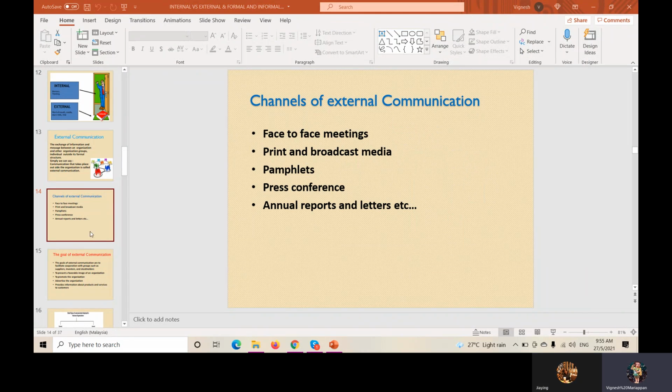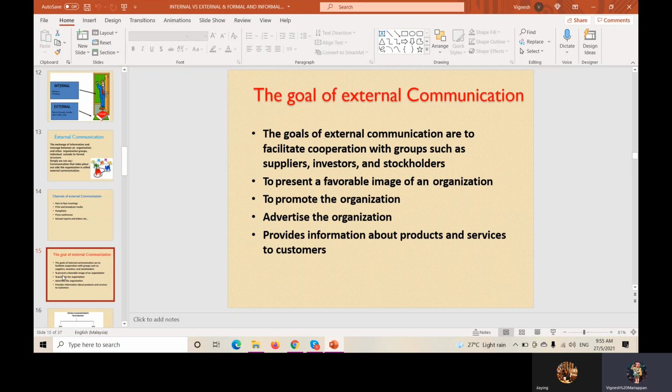the goal of external communication. What is the goal? Goal means the aim of external communication.